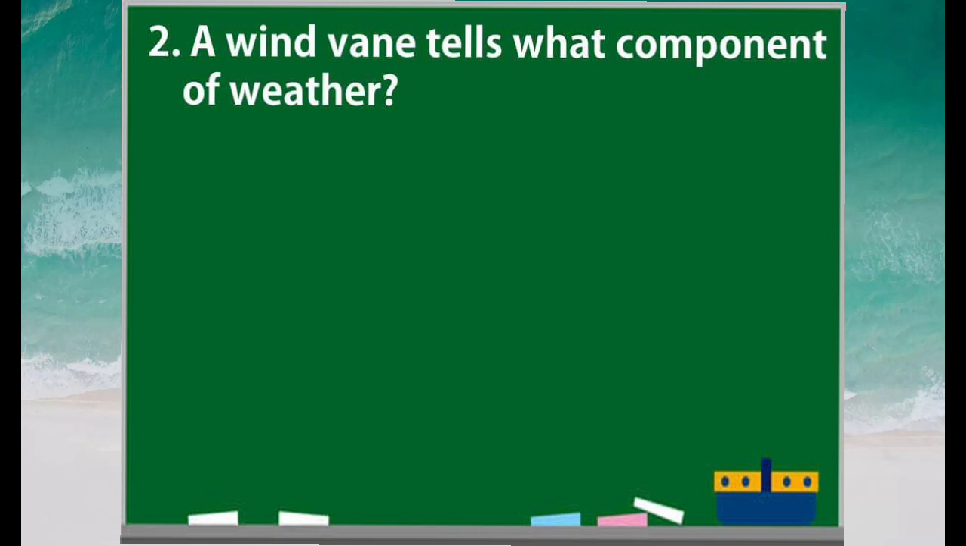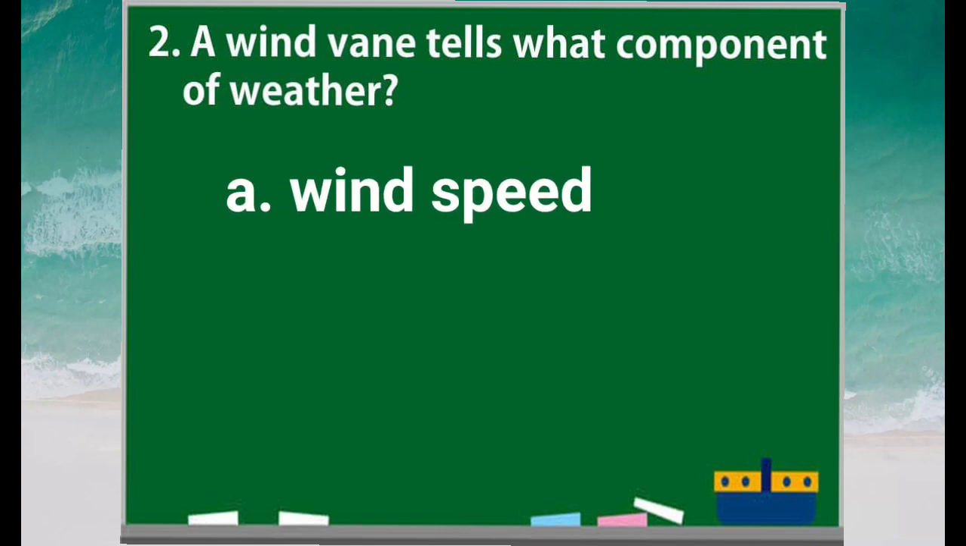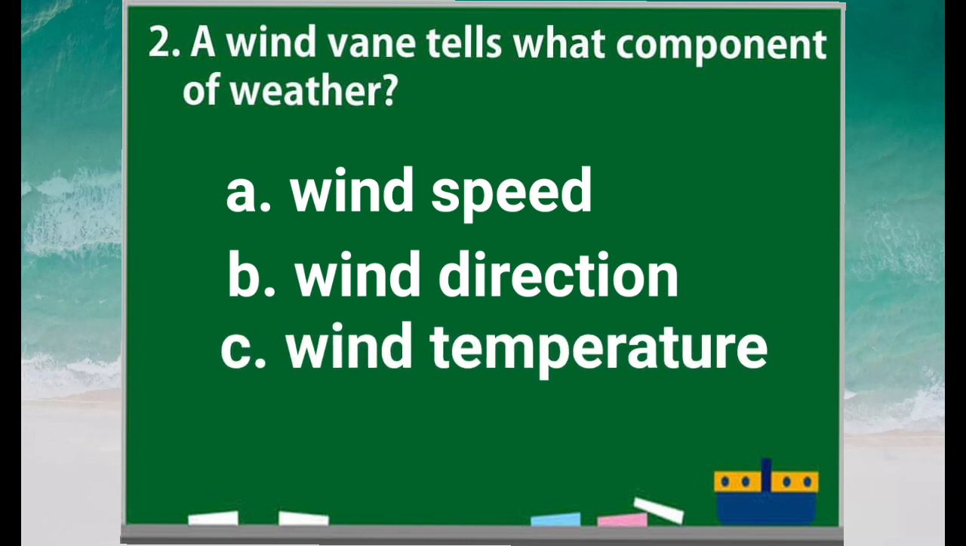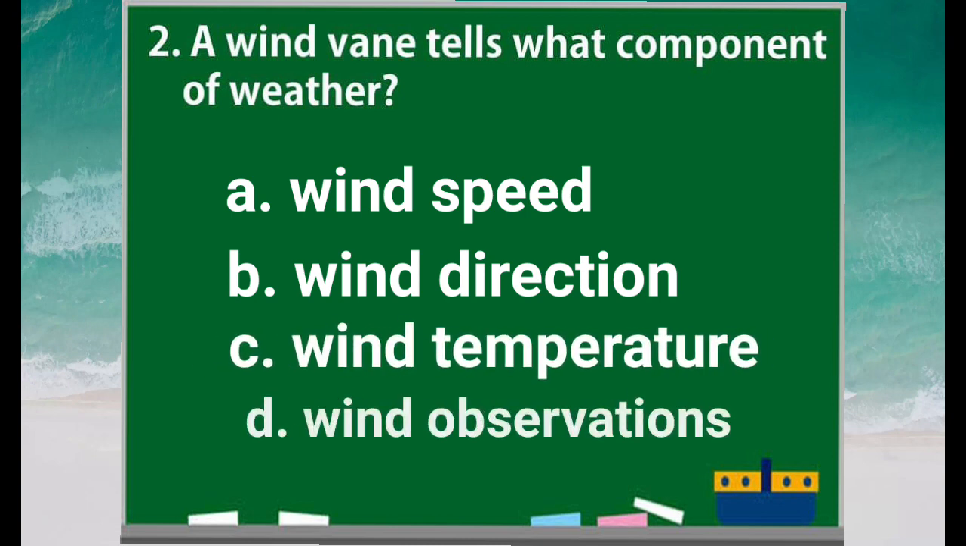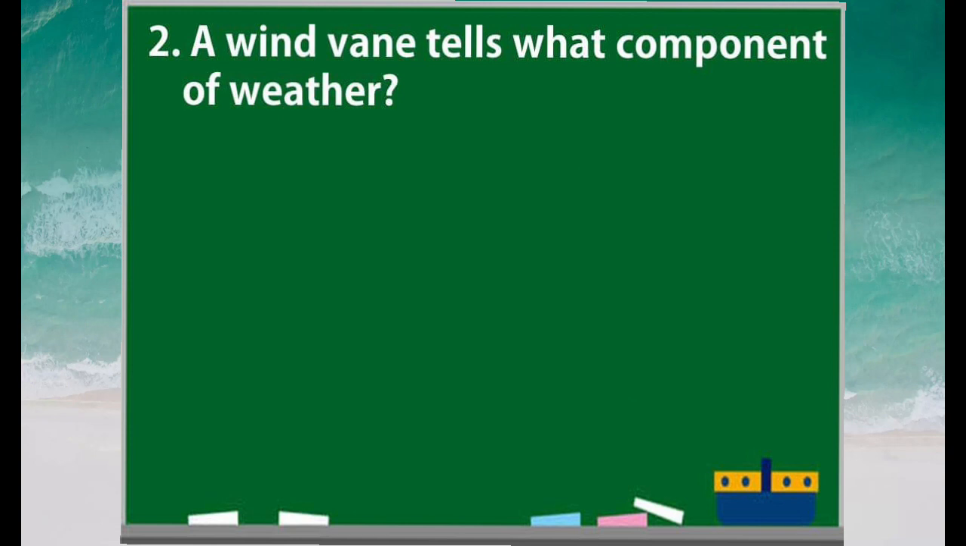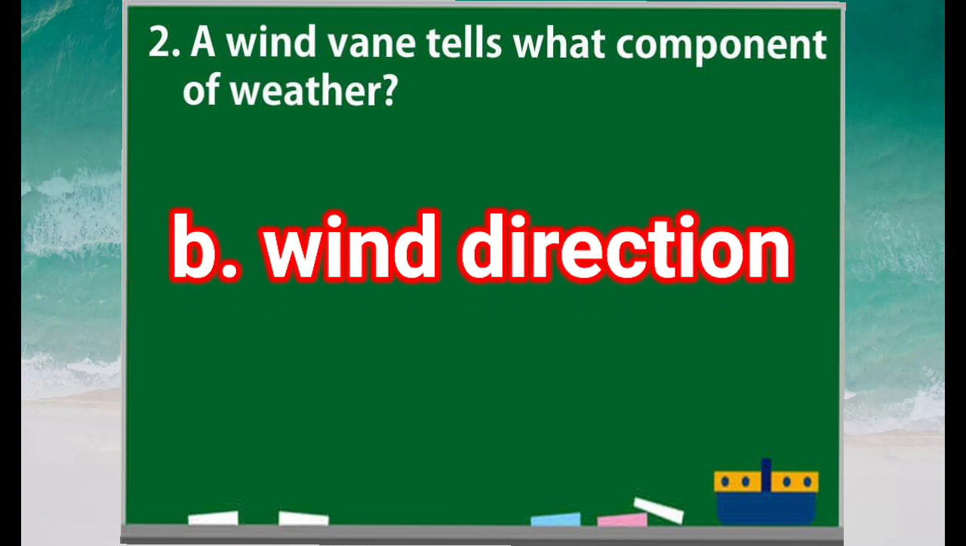Number 2. A wind vane tells what component of weather? A. Wind speed. B. Wind direction. C. Wind temperature. D. Wind observations. Timer starts now. Time is up! What is your answer? The exact answer is letter B, wind direction. Great!